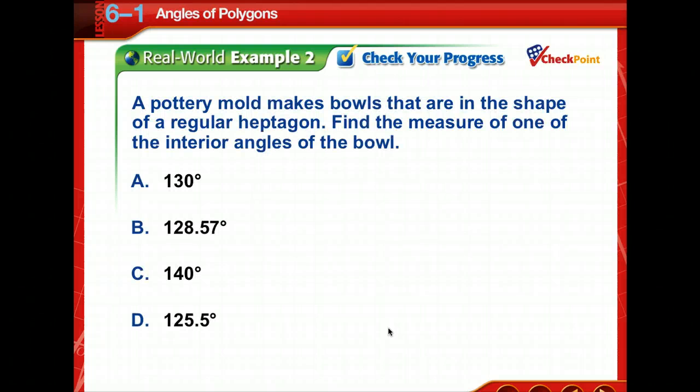Okay, time to check your progress. So pause for a moment, read through the problem, and come back and check your answer.